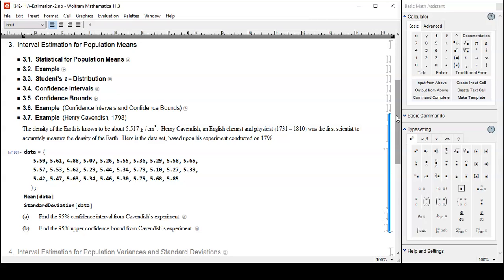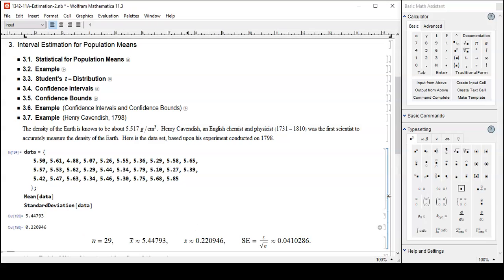The density of the Earth is known to be about 5.517 grams per cubic centimeter, based upon today's measurement, of course. Henry Cavendish, an English chemist and physicist who lived from 1731 to 1810, was the first scientist to accurately measure the density of the Earth. Here is the data set based upon his experiment conducted in 1798. Okay, 1798, it was a long time ago, but he ended up with this measurement.